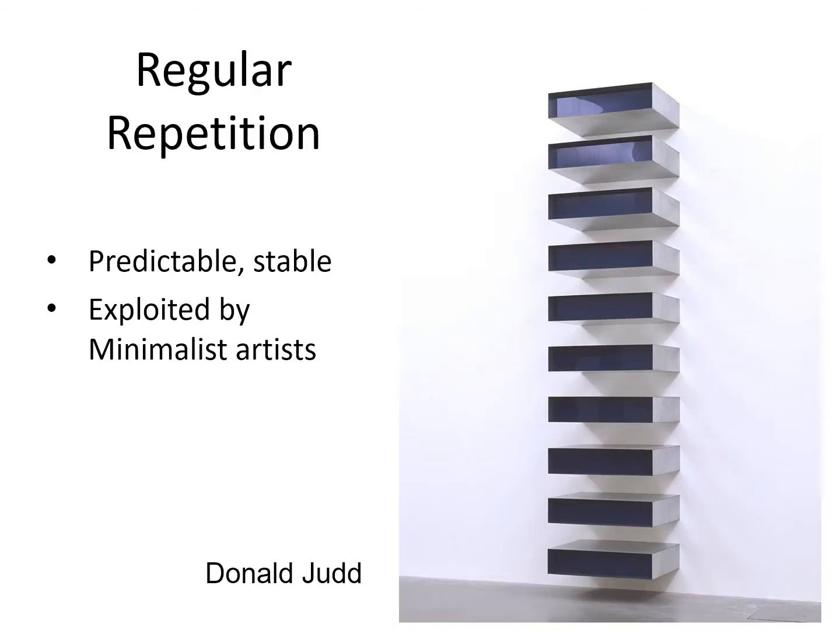Rhythm is usually thought of as a musical term, but it certainly exists in the visual world as well. And here we have regular repetition, in fact, a very regular repetition by American modernist Donald Judd. Every single one of these rectilinear blocks is absolutely the same, mounted at even intervals, and so it's knowable. It is regular. It is predictable. A very common device of minimalist artists. Certainly Judd employed it throughout his entire career.